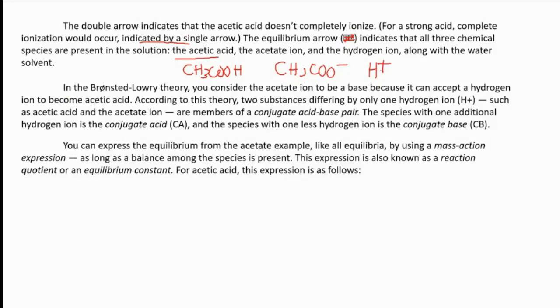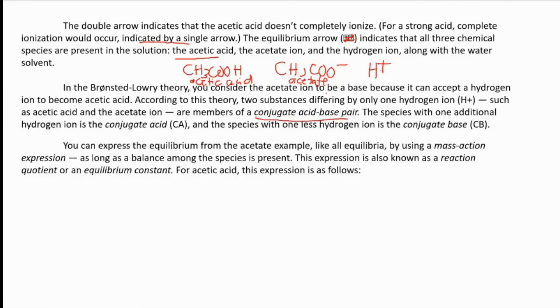According to this theory, two substances differing only by one hydrogen, such as the acetic acid and the acetate ion, are members of a conjugate acid-base pair. So look, this is your acetic acid and this is your acetate ion. The difference is just one hydrogen in acetate.